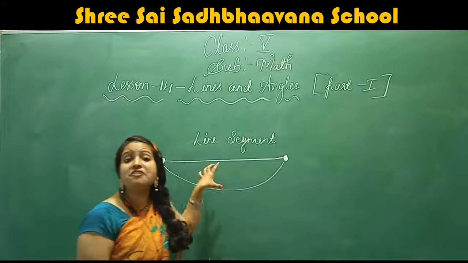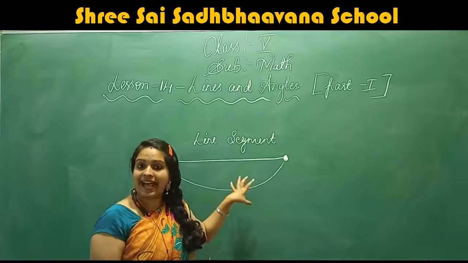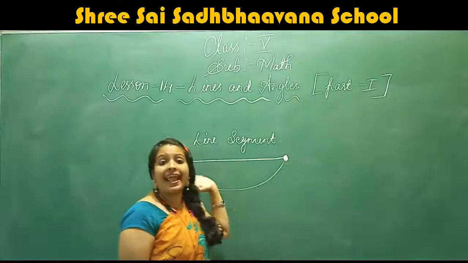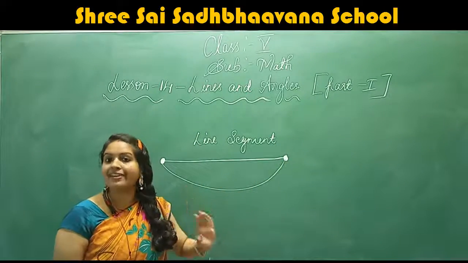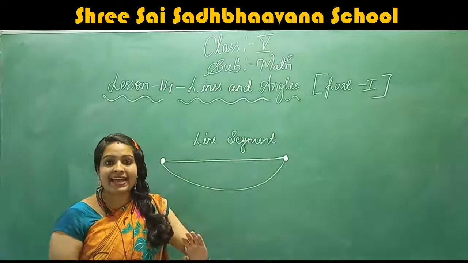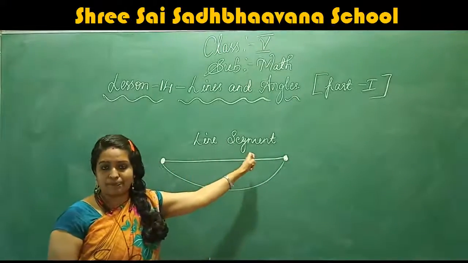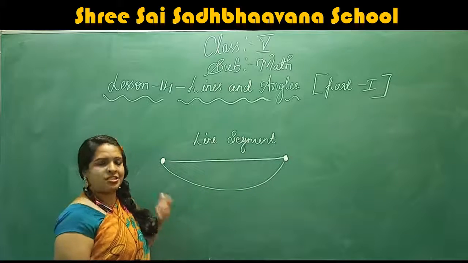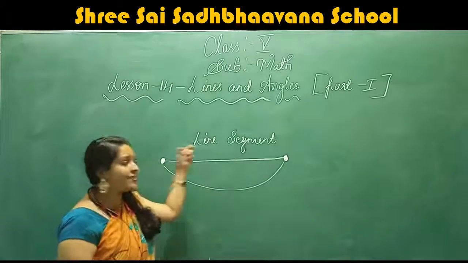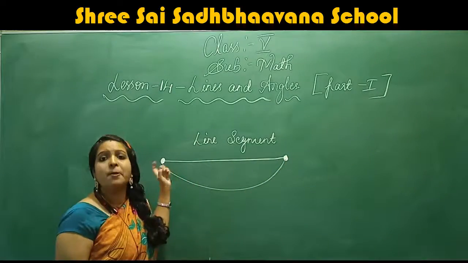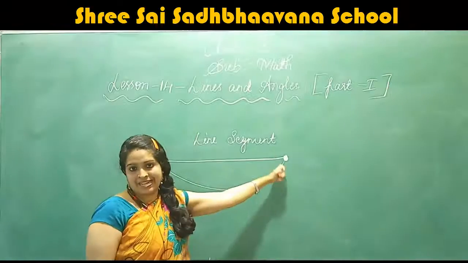It means it has a fixed length, and you cannot extend in any direction. You can see two endpoints. You can call this the starting point and this the ending point, or the other way round, but it has two endpoints.